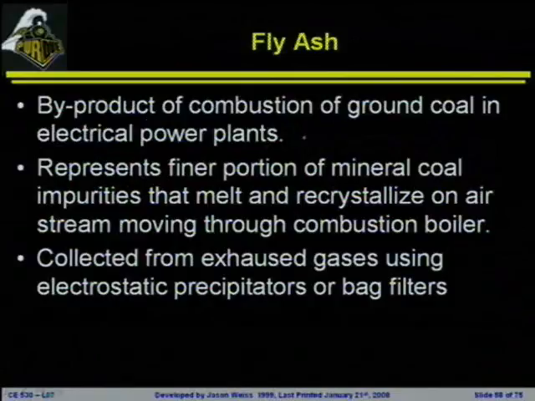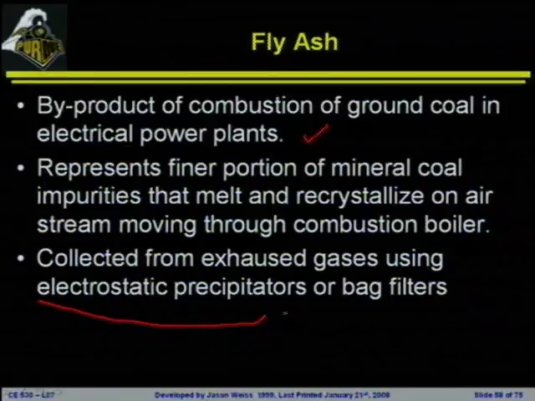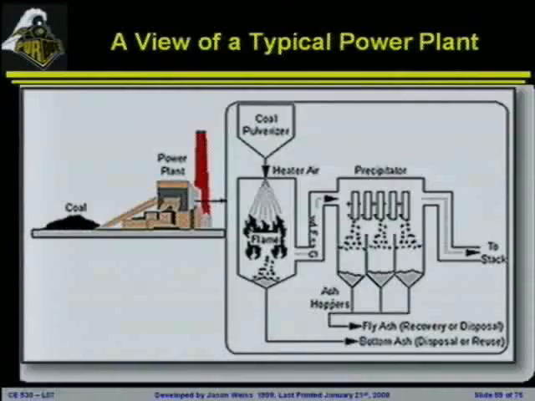Fly ash is a byproduct of the coal and electrical power plants. It will be a finer portion of the mineral coal impurities. They will melt. They will go up the chimney. They will recrystallize when they're hit with an airstream. And then they will be caught in something like the world's largest shop vac, an electrostatic precipitator or a baghouse, that will take this dust out of the air, and then we will start saving it and start trying to figure out where it's going to be used.